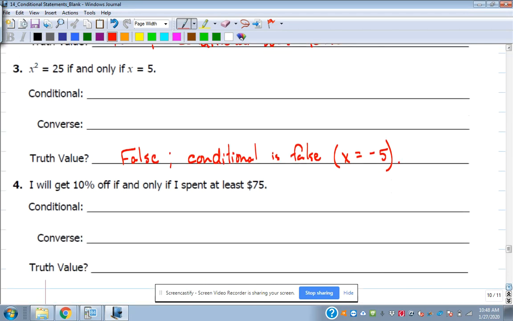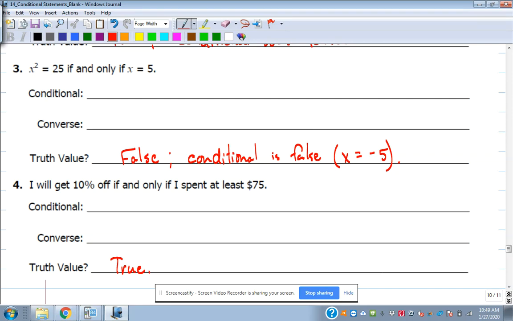Okay. Number 4. I will get 10% off if and only if I spend at least $75. So the conditional: if I get 10% off, then I spend at least $75, right? And the converse to that would be: if I spend at least $75, then I get 10% off. Are those both true? If I get 10% off, then I spend at least $75, and the other one is true. So this one is true. Both of those make it true.